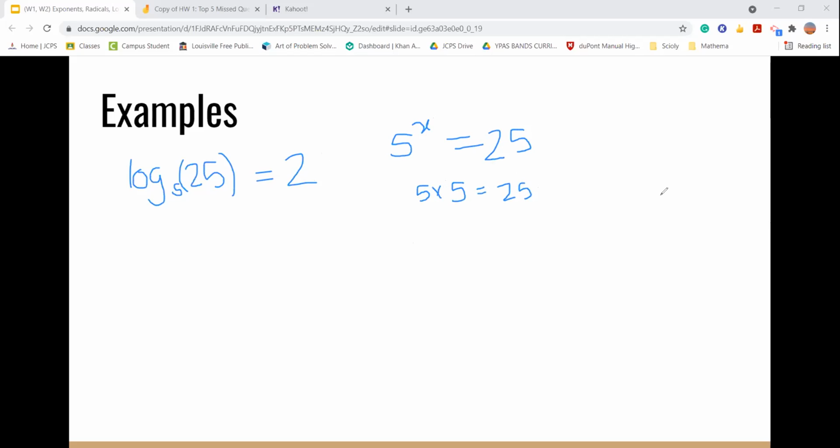Okay, we can do another one. Log base 3 of 9 equals, what does that mean in words?